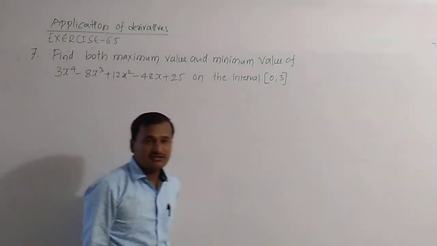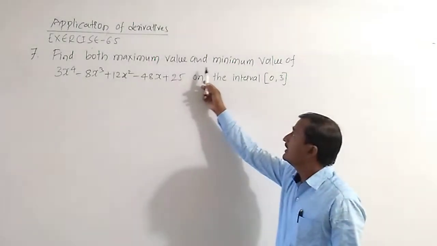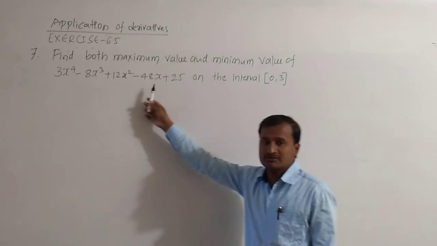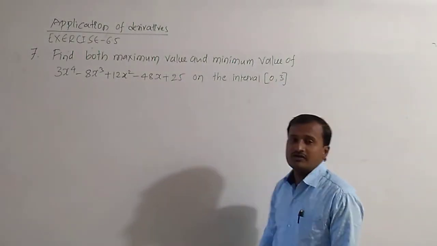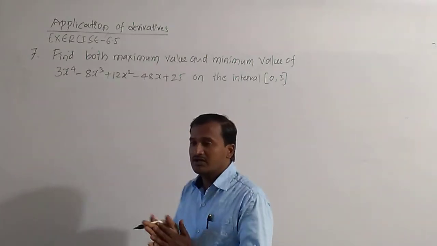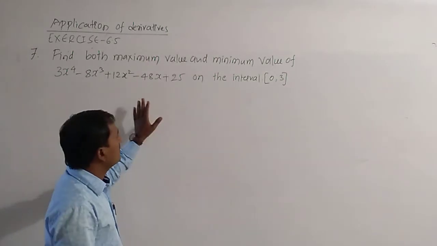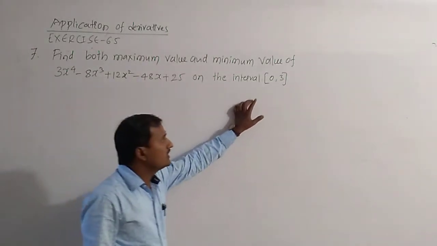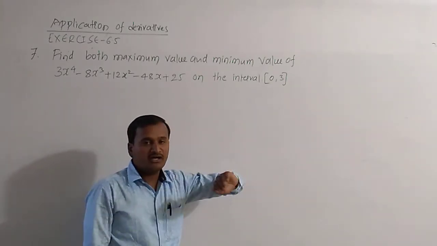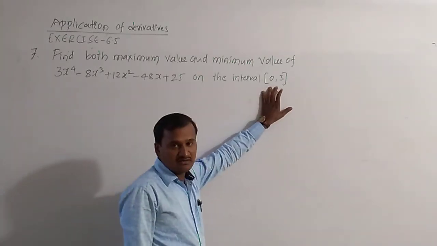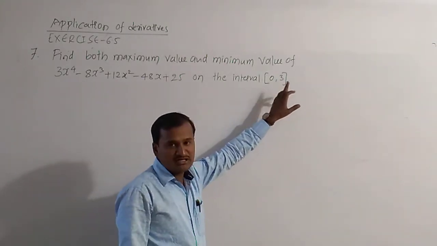Okay, next question, the seventh question. Find both the maximum value and the minimum value of this function on the closed interval 0, 3. So here you should observe, we should find both the maximum value and also the minimum value. Here they have given the interval, so we should find the maximum value and the minimum value in this interval. In this interval means we have to include the endpoints also.